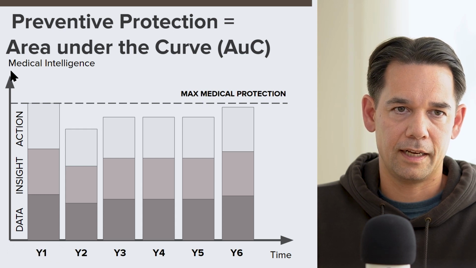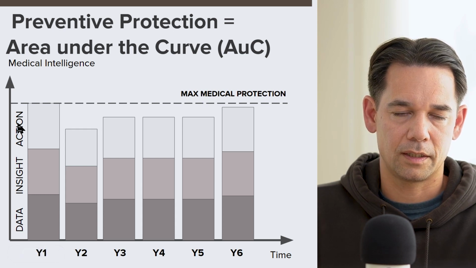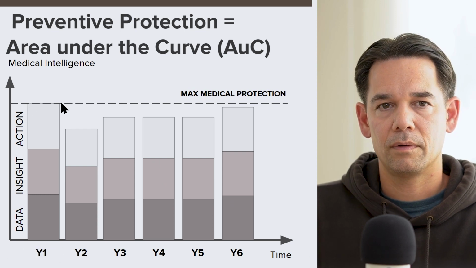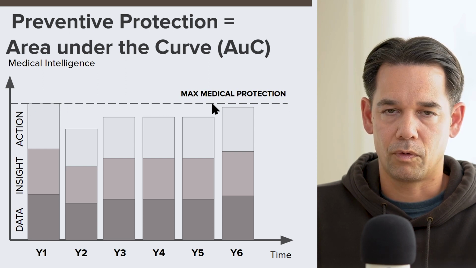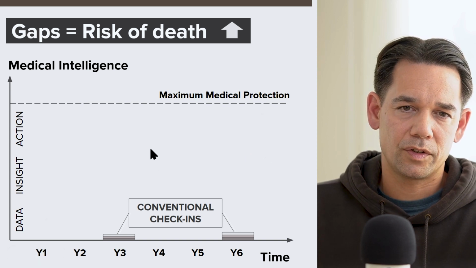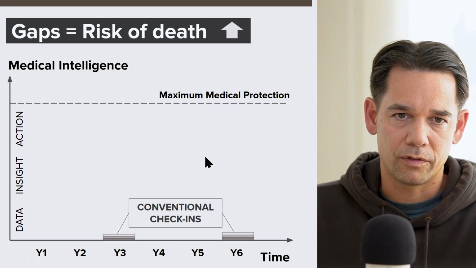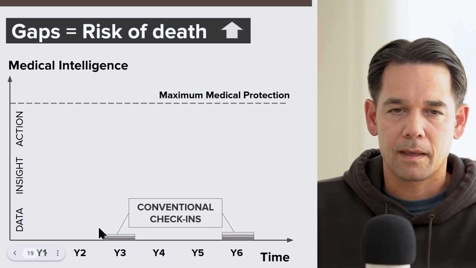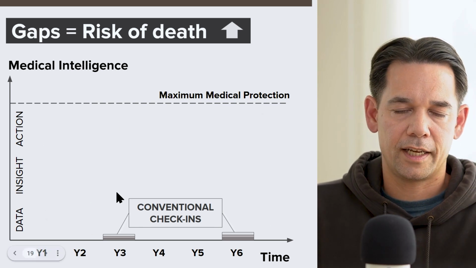Here's your medical intelligence power: data times insight times action or guidance gives you medical intelligence. And here's a timeline. So this has to happen continuously, and that maximizes your medical protection. So here you see the maximum volume or amount of protection you can get over the timeline. And we have to understand the area under the curve is the entire area from here all the way to here.